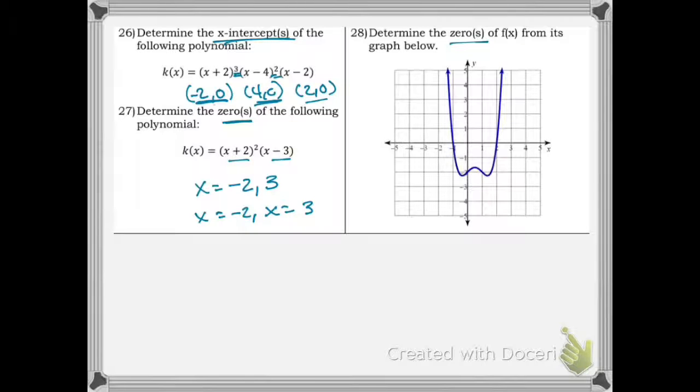Find the zeros of this. Well, guess what? That just means boom, boom, x-intercepts. So what are those values? X equals -1 and x equals 2.